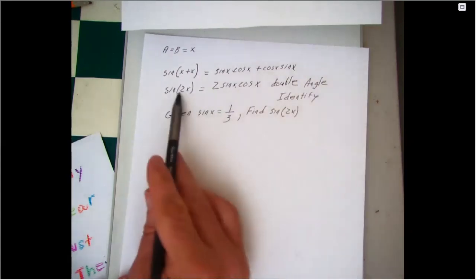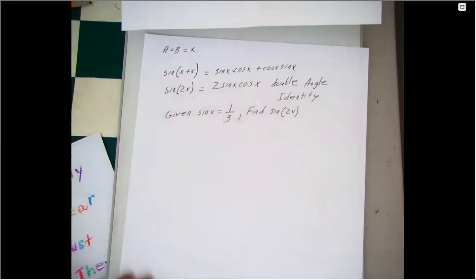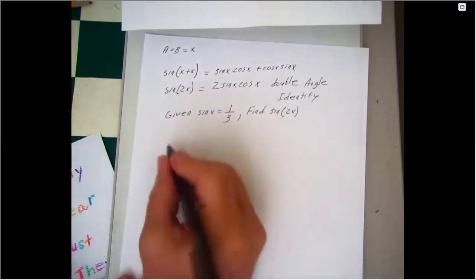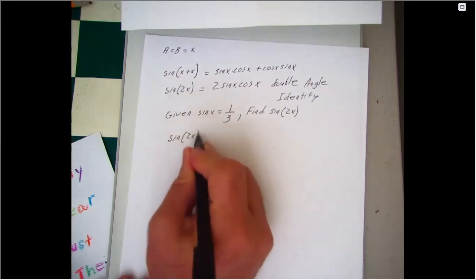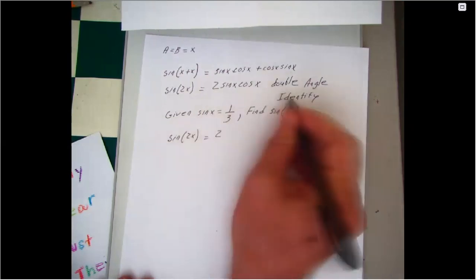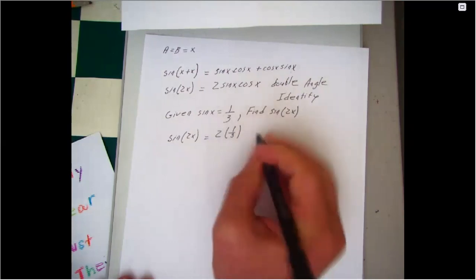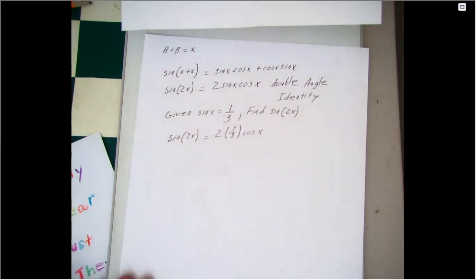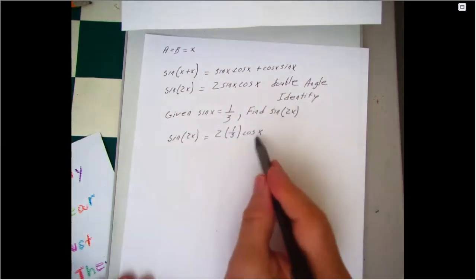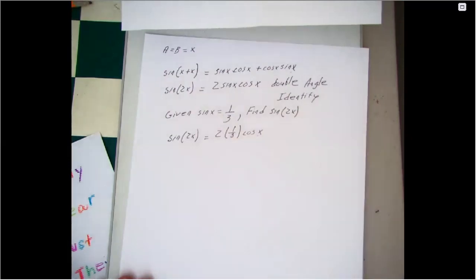Now, folks, some people will leave the parentheses out. I like to put the parentheses in once your argument is something other than a single letter. So we're in fairly good shape. We already have a big chunk of it given to us. From the given information, this would be equal to 2 times 1/3 times cosine x, right? All we need to do is determine cosine x in order to figure out what the sine of the double angle is.